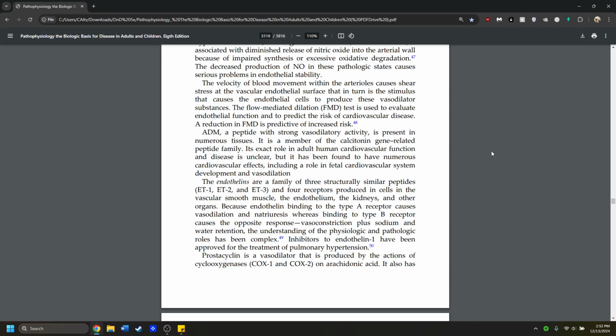ADM, a peptide with strong vasodilatory activity, is present in numerous tissues. It is a member of the calcitonin gene-related peptide family. Its exact role in adult human cardiovascular function and disease is unclear, but it has been found to have numerous cardiovascular effects, including a role in fetal cardiovascular development and vasodilation.